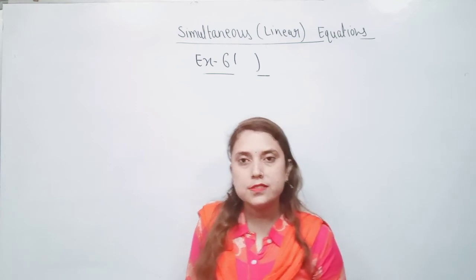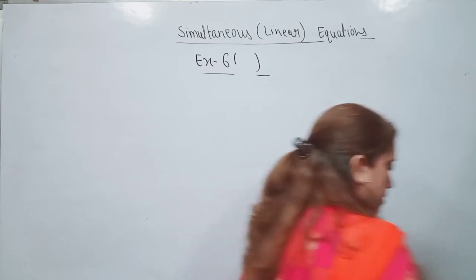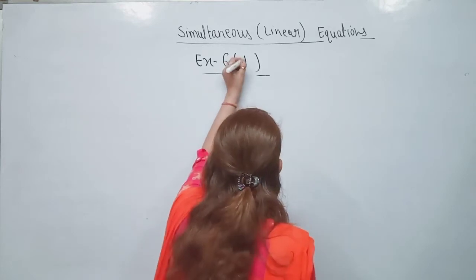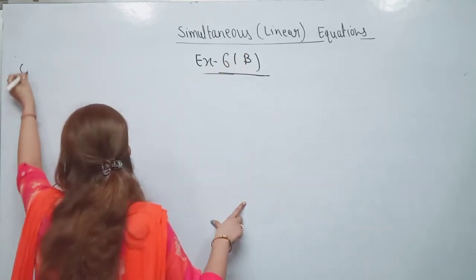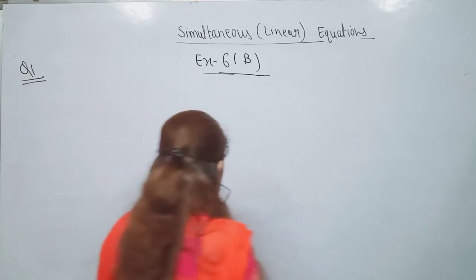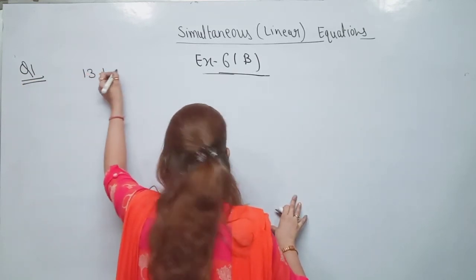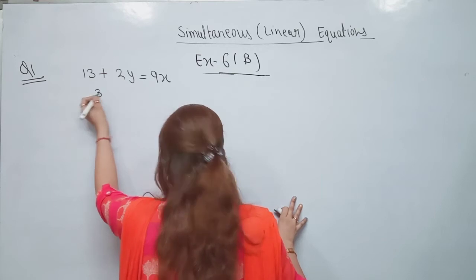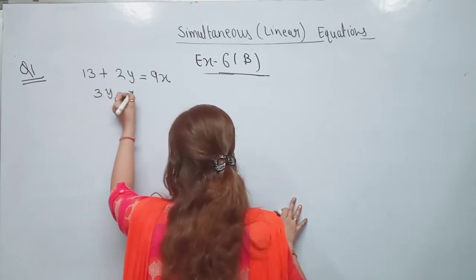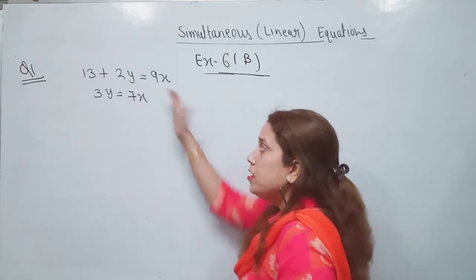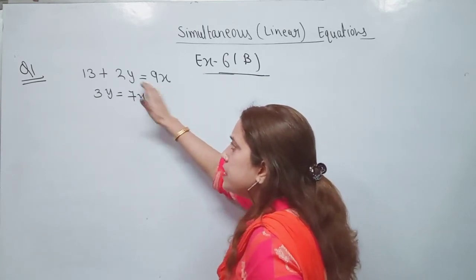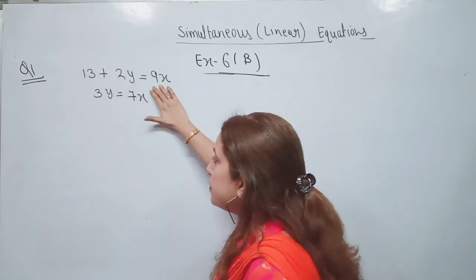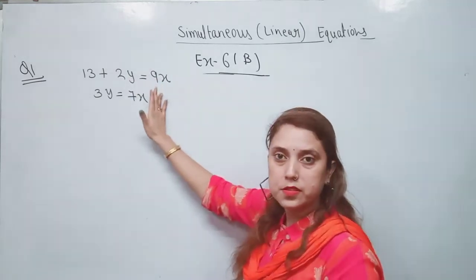Okay, now let's understand by a question example. So let's take a question from exercise 6b. Question number 1. Now it is given 30 plus 2y is equal to 9x, and the second equation is given 3y is equal to 7x. First we write down in the standard form, that is, send the variables on the same side and the constant on the other side. Okay beta?